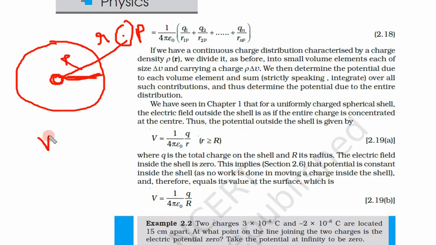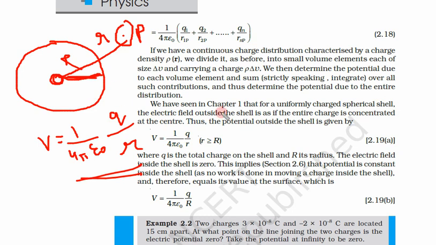So similarly, the potential is 1 upon 4 pi epsilon naught, charge, and distance, total distance r. So this is the potential at any point outside this thin spherical shell.